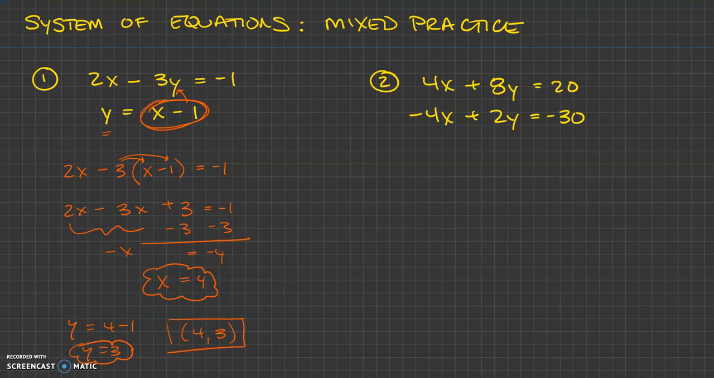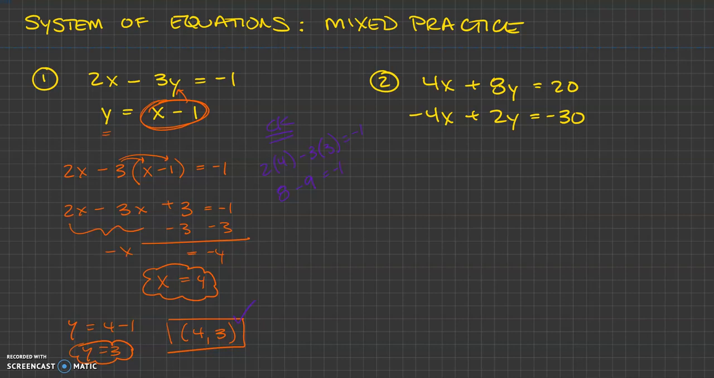Now always remember that you can check these. Try to cram in a little check problem right there. Let's just use that top equation. 2 times 4 minus 3 times 3. Does that equal negative 1? Well, that is going to be 8 minus 9 equals negative 1. And yes, that is true. 8 minus 9 does in fact equal negative 1. So I feel good about that solution.